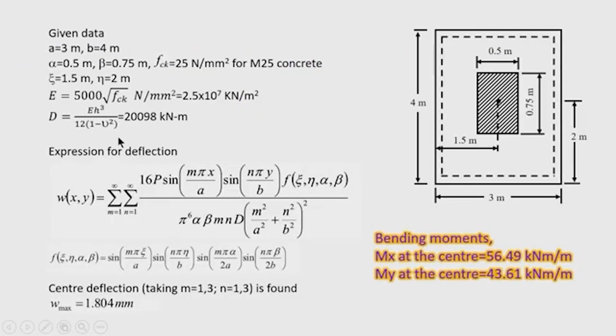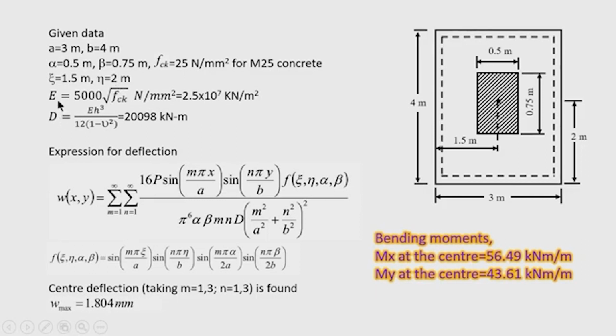So, the solution is obtained. I am giving some important hints. You can complete and compare the results with the results given here. Okay. So, A is equal to 3 meter, B is equal to 4 meter, and alpha is equal to 0.5, beta is equal to 0.75. Load is placed symmetrically with respect to center. So, our xi, that is the x coordinate of the centroid of the load, is 1.5 meter and the y coordinate of the centroid of the load is 2 meter.